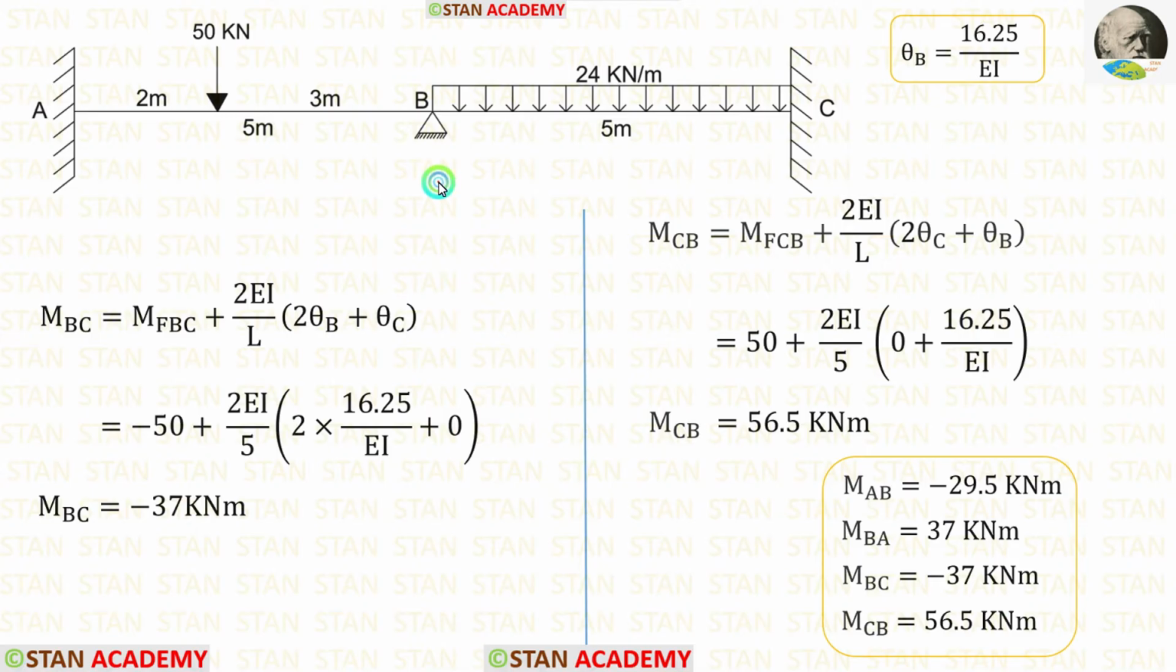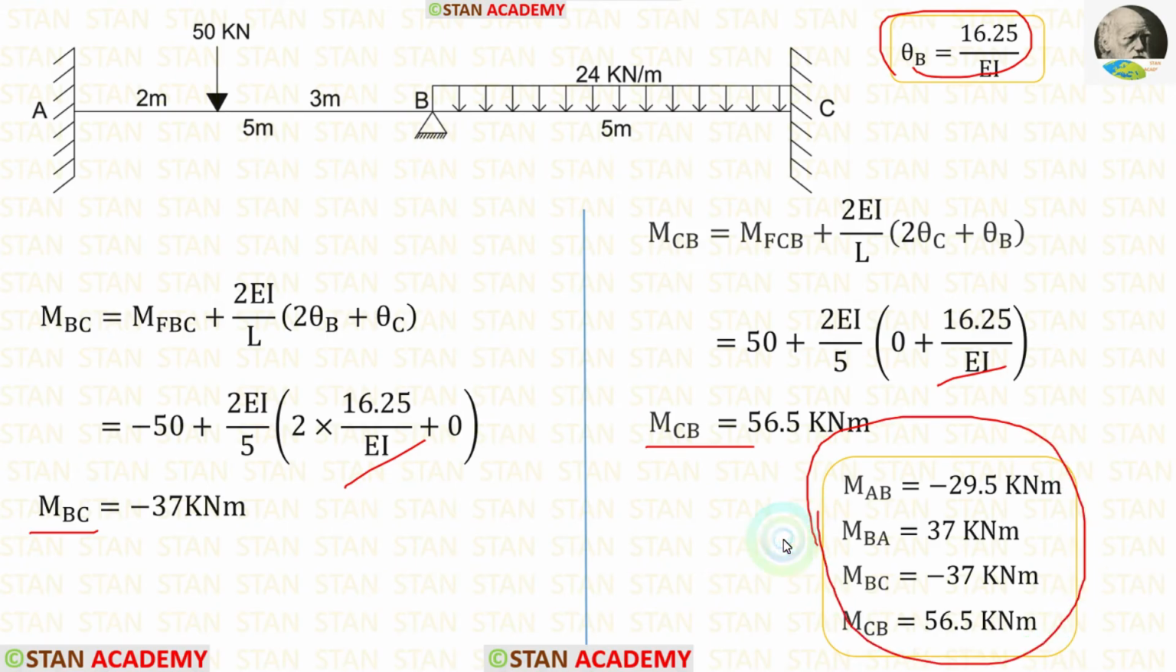Now let us make the slope deflection equations in the span BC. In the point C, we are having fixed support. So theta C will be 0. Let us cut theta C and make it as 0 in both of the equations. The length of BC is 5 meter. Let us apply in both of the equations. After applying the value of theta B in both of the equations, we are getting MBC and MCB. In this analysis, we have calculated all of the moments.